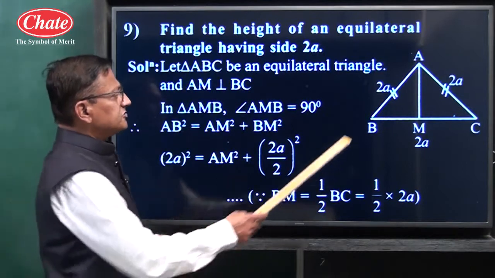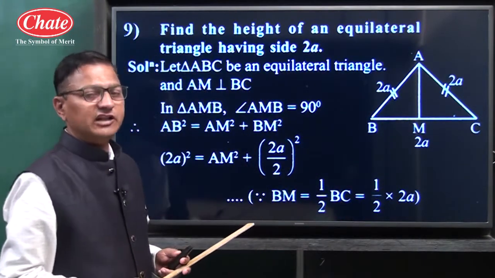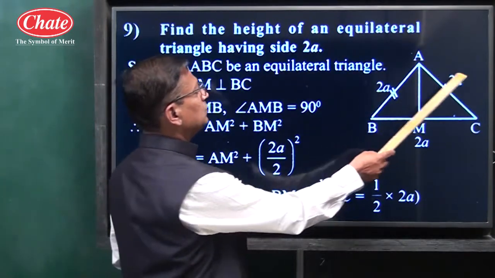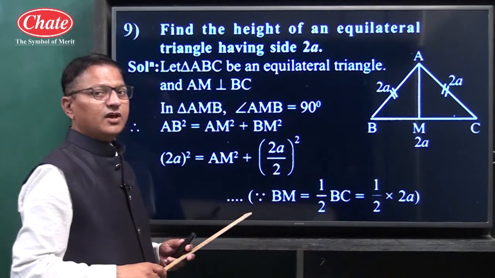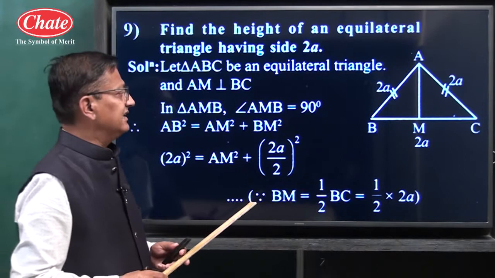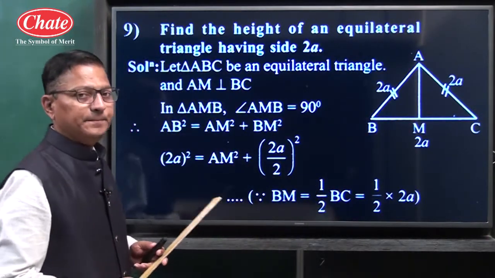Here triangle ABC is an equilateral triangle having each side equal to 2a, and we have to find the height of the triangle. It means we have to find the length of AM.